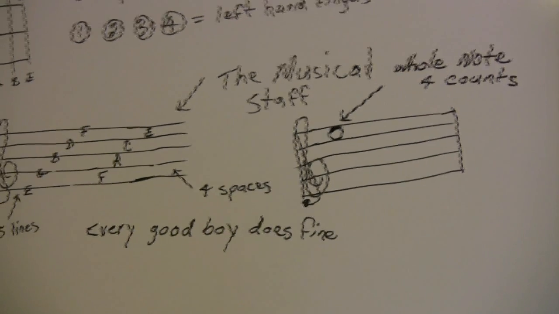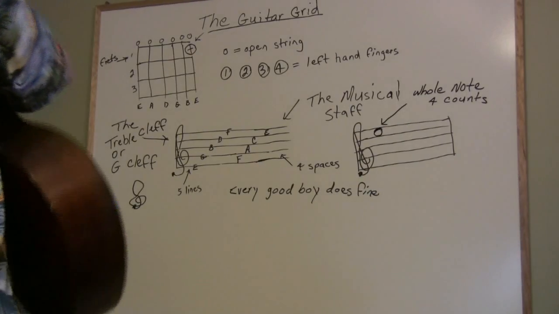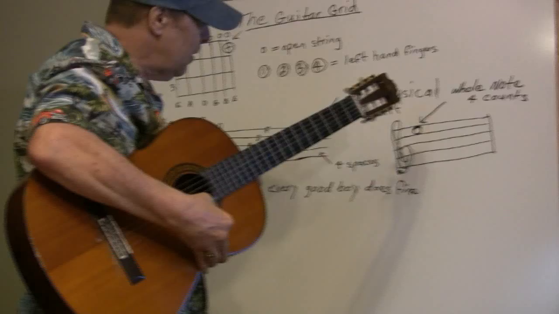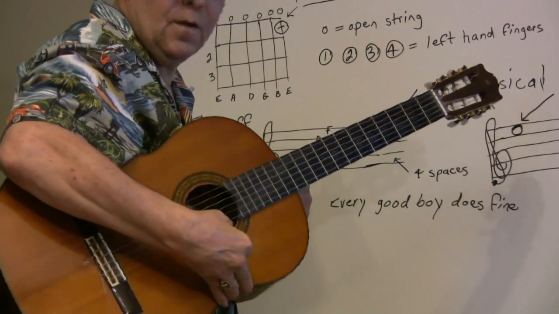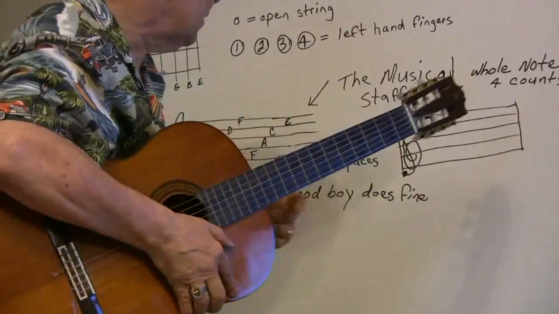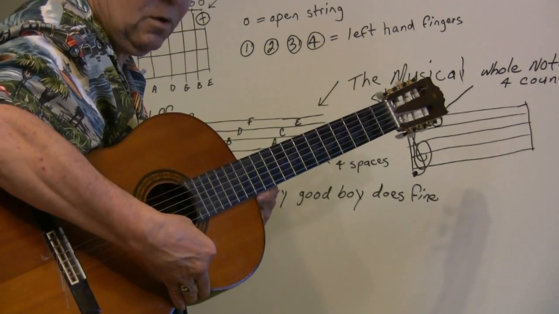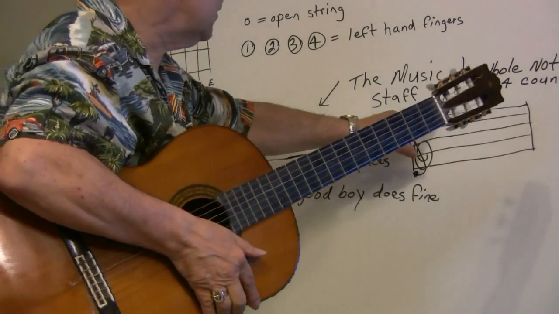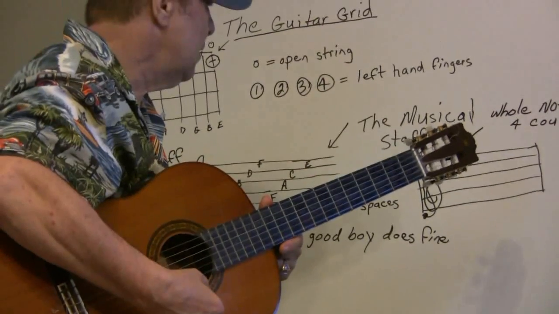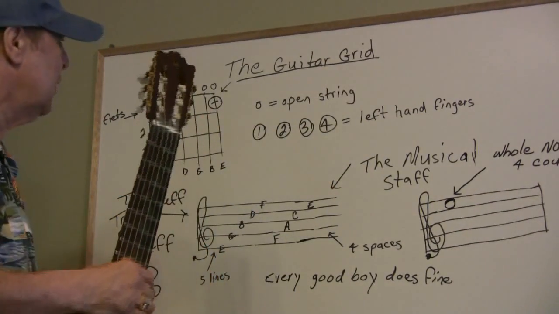Now let's demonstrate that. Here's the E note when you play it. When you see that E note in music, you play the first string open. That's that note that you're playing right there. Now here's how when we see that in music, here's how we play and count that. 1, 2, 3, 4. That's how the whole note is played and counted. Again, it receives 4 counts. 1, 2, 3, 4.